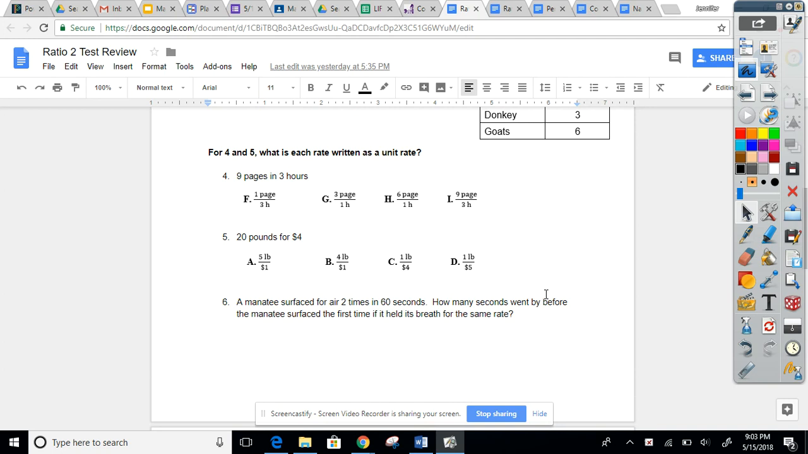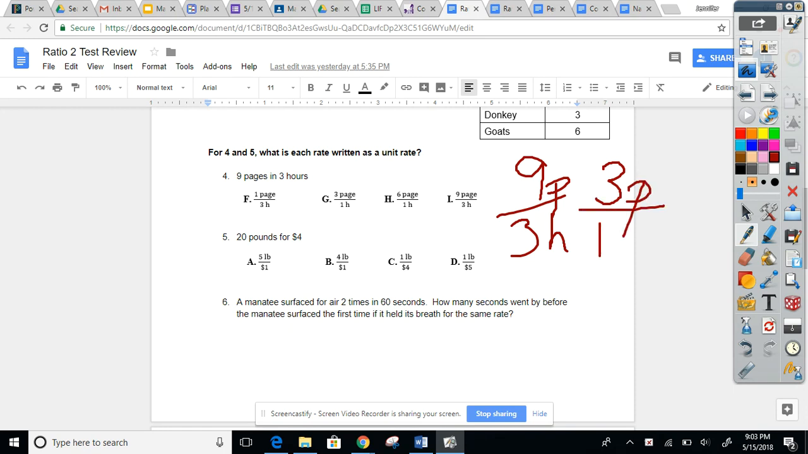Number 4 says 9 pages in 3 hours. The directions say for 4 and 5, write each rate as a unit rate. So we have the rate of 9 pages, I'll put P for pages, in 3 hours. And we've gone over this and over this. Unit rate: we need to find how much it is per 1 hour. And when we see that fraction bar, to find the unit rate, we need to divide, okay? So 9 divided by 3 would be 3 pages in 1 hour.